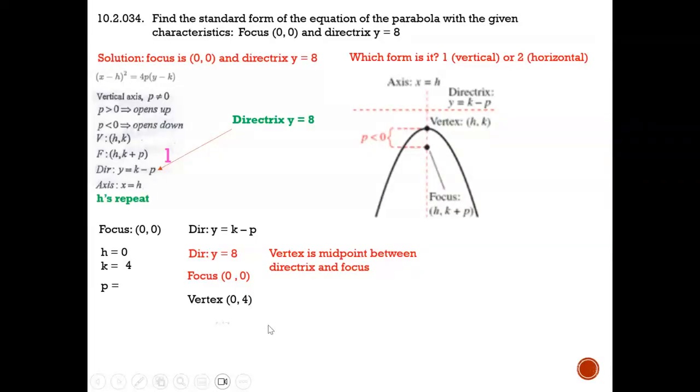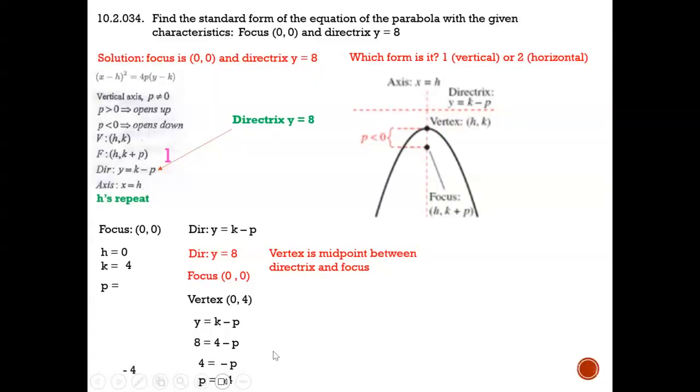Okay, now, how do we find p? So y equals k minus p. So here, we know that y equals 8 and my k equals 4. So to solve for p, we subtract 4 from both sides. So it's going to give us 8 minus 4, which is 4. 4 equals negative p. We divide both sides by -1. So p equals -4.